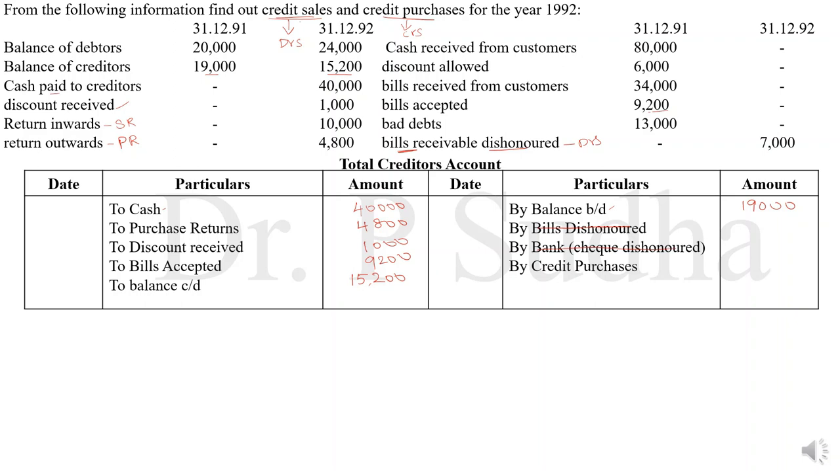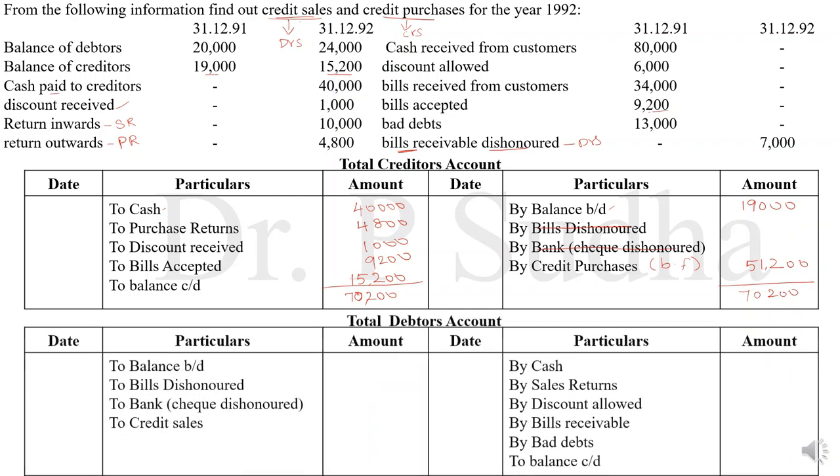Then cheque dishonored. There is no cheque payment, so there is no cheque dishonored also. Credit purchases. This is what we have to find out. This is the missing information. So find the total. The debit total is more. It is 70,200. So 70,200. And the balancing figure will be the missing information. It is 51,200. It is nothing but credit purchases, within bracket B.F., which is the balancing figure.